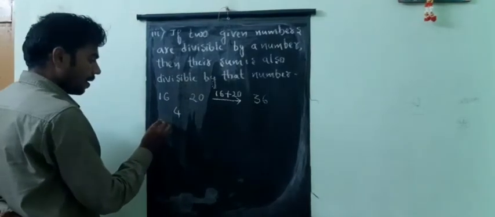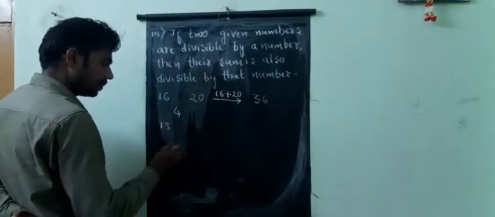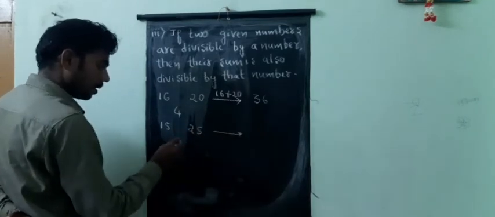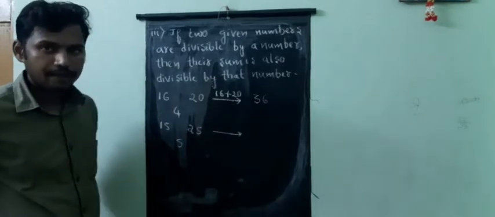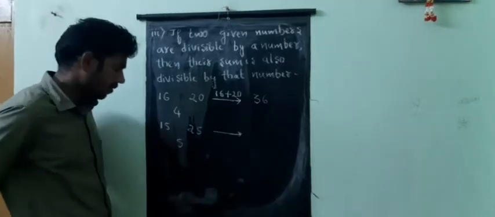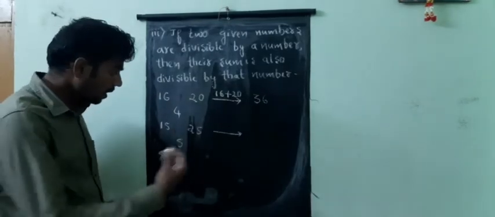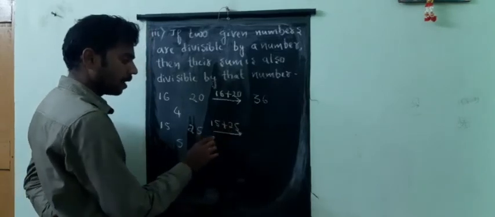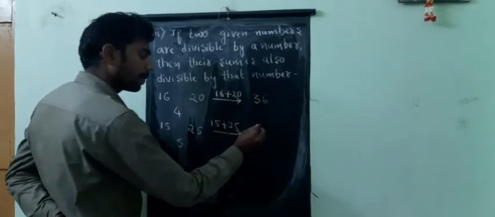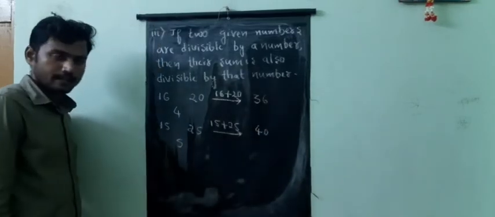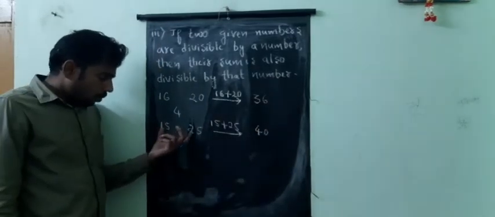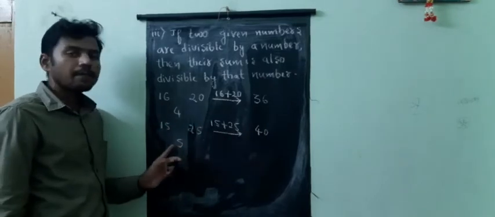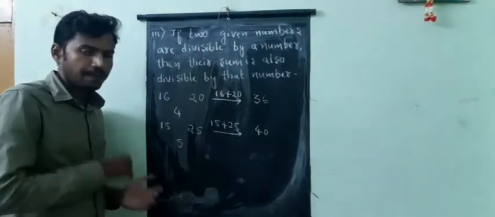Next, I will take 15 and 25. Is 15 divisible by 5? Yes. Is 25 divisible by 5? Yes. 5 3s are 15, 5 5s are 25. What is the sum of 15 and 25? 15 plus 25: 5 plus 5 is 10, so 10 plus 20, 30, 40. Is 40 divisible by 5? Yes. See, if two numbers are divisible by a number, then the sum is also divisible by that particular number. Please note this down.